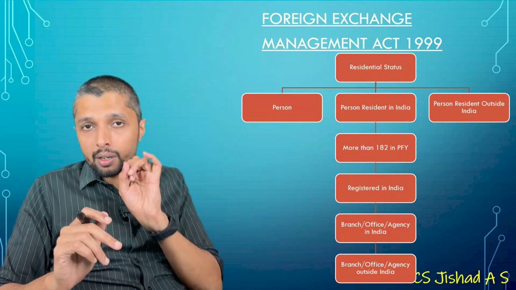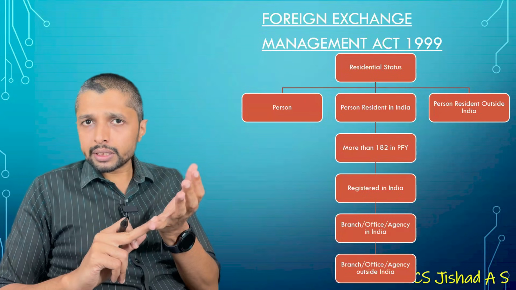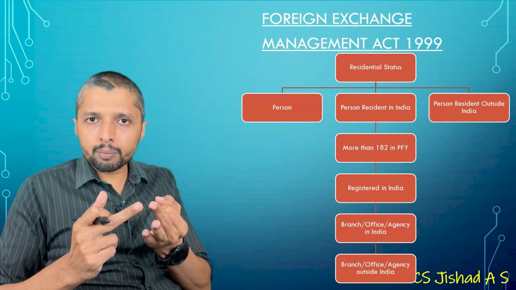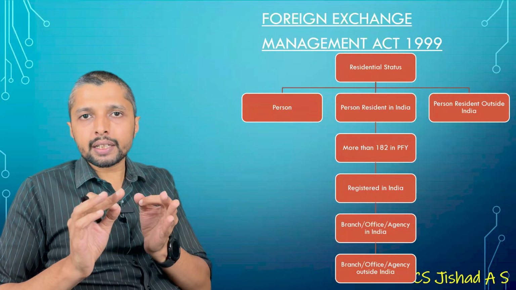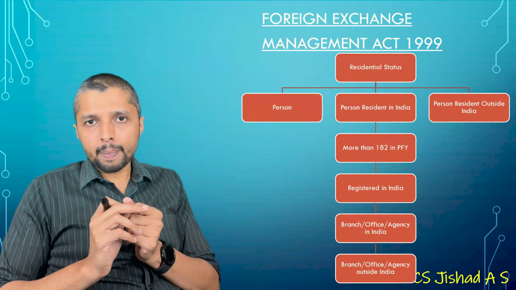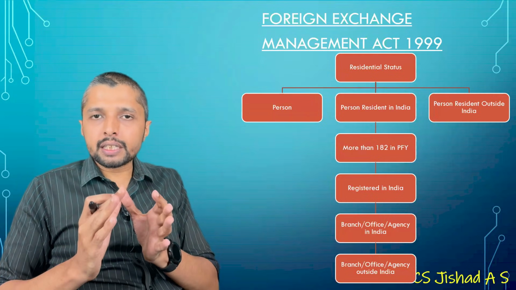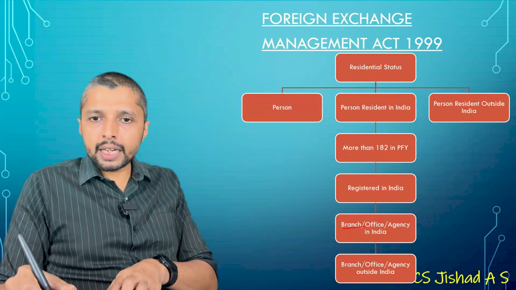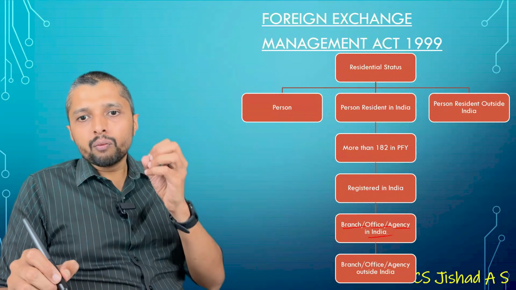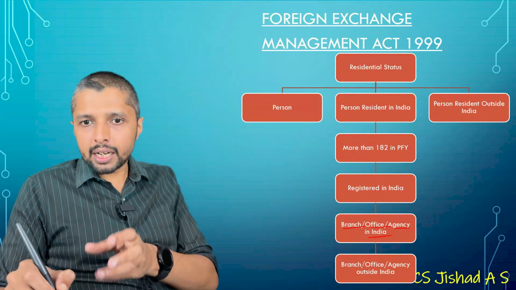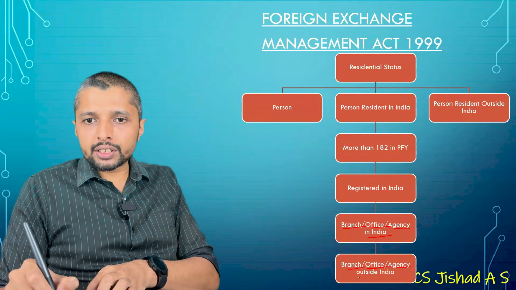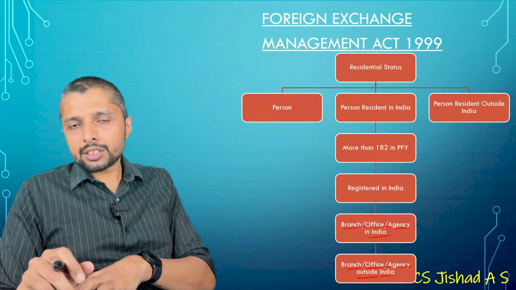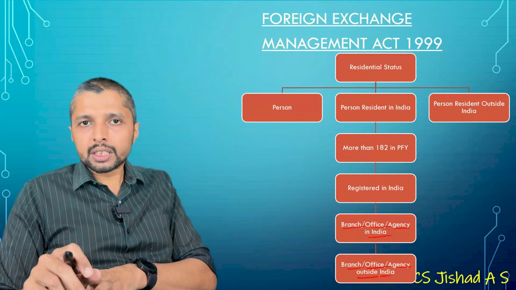But that will not include a person who is living outside India for employment, business or vocation, or any other purpose in which circumstances would indicate a stay for an indefinite period. Then an entity which is registered in India will be treated as PRI. A branch, office, or agency in India will be treated as PRI. A branch, office, or agency outside India will also be treated as PRI upon satisfaction of certain conditions.